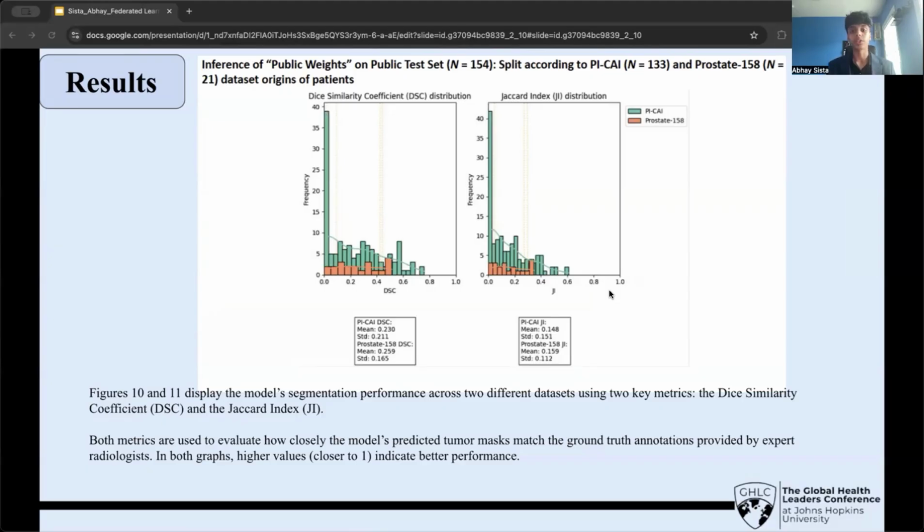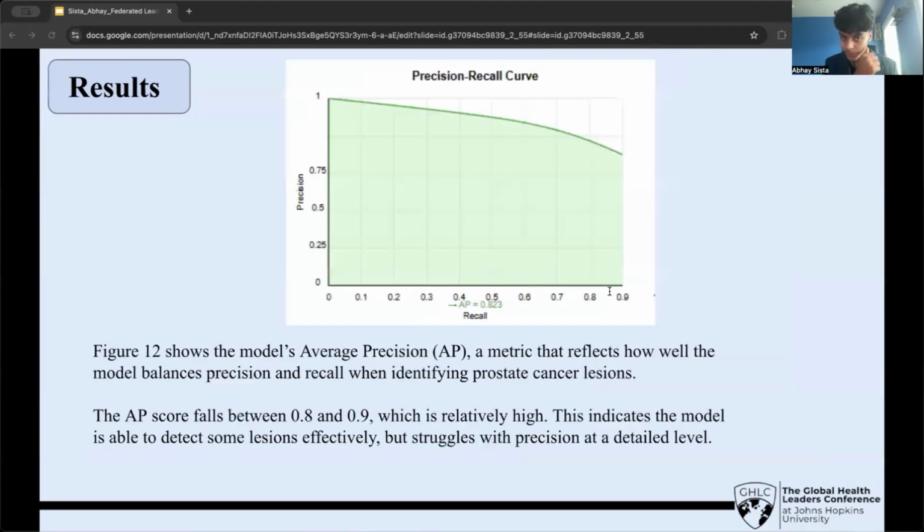In both figures, the scores are significantly below what's considered acceptable, especially for clinical use. They fall well short of the 0.7 to 0.9 range that we want to see for a reliable model. These low values were consistent across different datasets, which tells us the model was not able to generalize well to new data. Overall, these results suggest that the dynamic U-Net, at least in a federated learning setup, isn't sufficient on its own for accurate tumor segmentation in prostate MRIs.